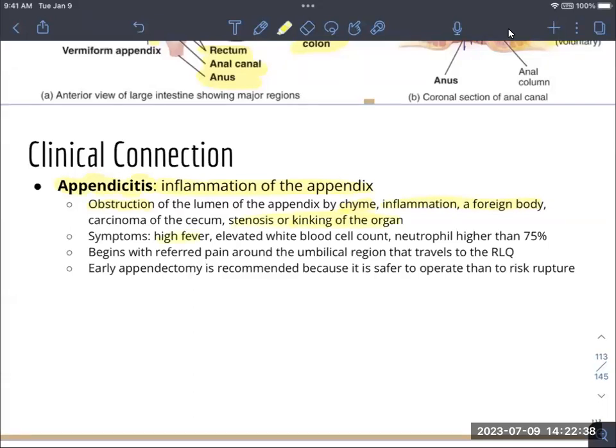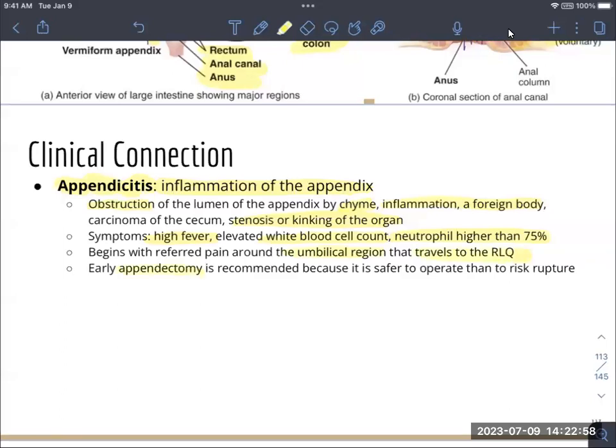These people have a very high fever. Their white blood cell count is very high, usually their neutrophils. Pain starts in the umbilical region, like a ring around that umbilical region. It's going to travel down to the lower right quadrant.